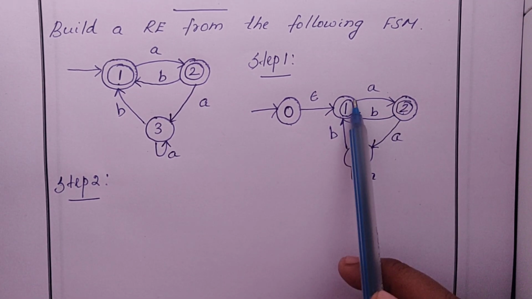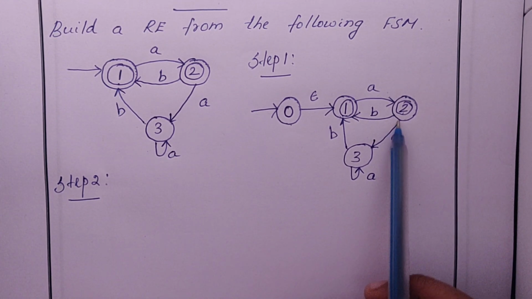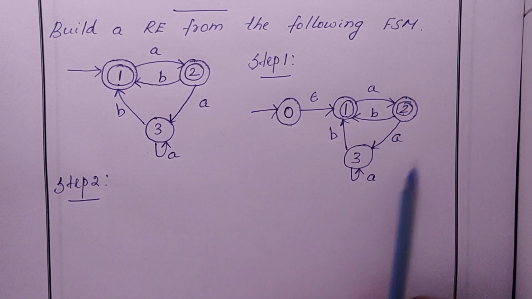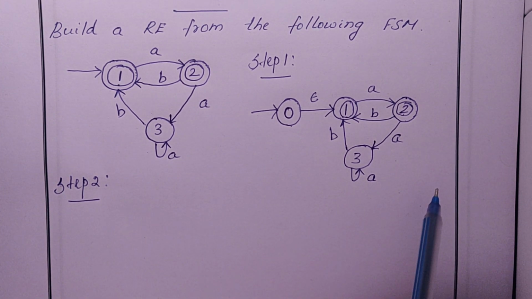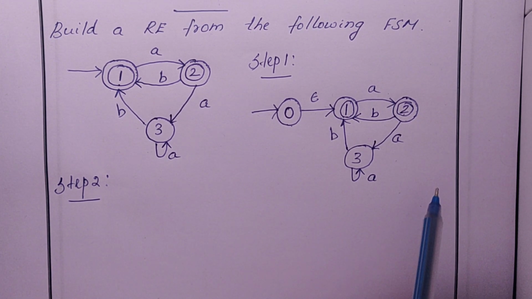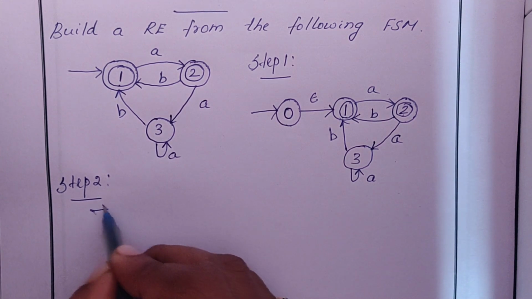So this is my final state. There is an outgoing edge. Here this is another final state. It has an outgoing edge. So in that case also you have to make a new final state and connect the old and the new final state with epsilon transition. Right. So I'll do this.